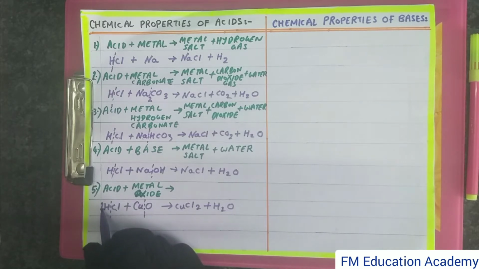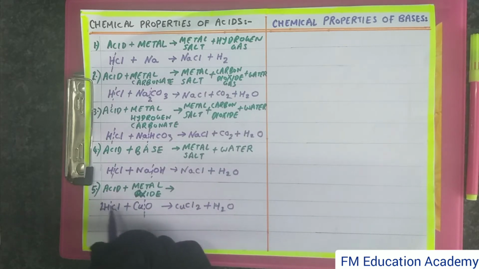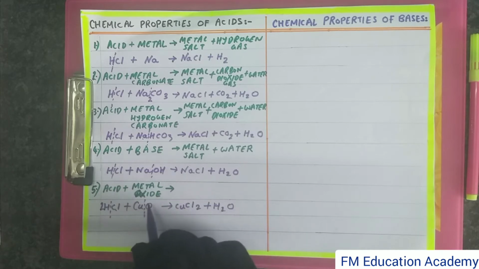Now the equation is balanced, as on the LHS we have 2 hydrogens and on the RHS we have 2 hydrogens. Here on the LHS I have 2 chlorines, on the RHS I have 2 chlorines. 1 oxygen, 1 copper, 1 copper. So the equation is balanced now.